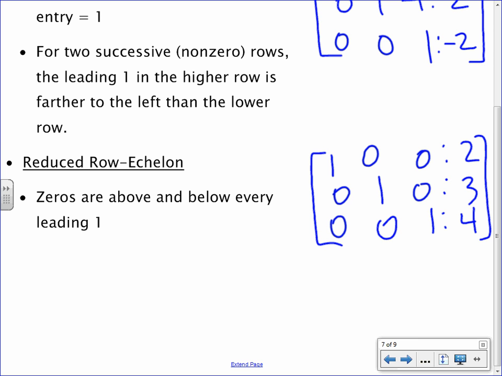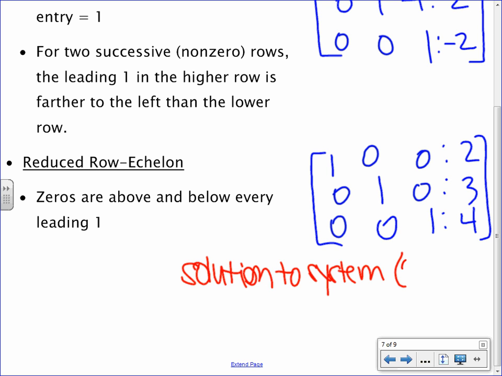Straightforward. So if we can use our elementary row operations to get to row echelon form and/or reduced row echelon form, we can solve our system. So what is X for this system? What is Y? What is Z?